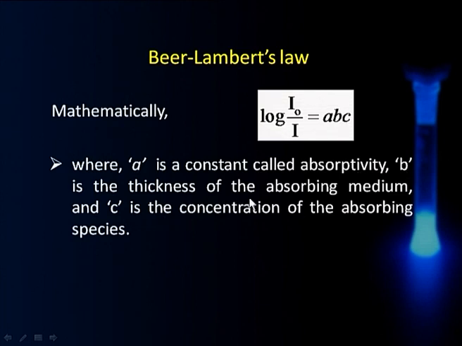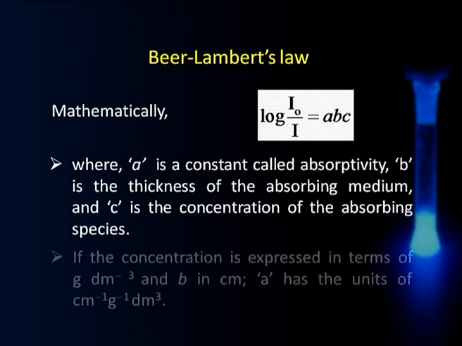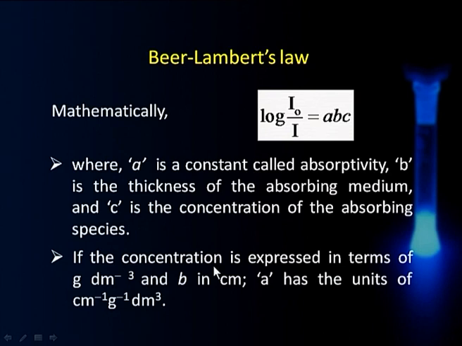B, as before, is the thickness of the medium, and C, as before, is the concentration of the absorbing species. So essentially log I naught by I depends on B and C, and A happens to be the constant of proportionality there, but it is called absorptivity. What does it mean? Let us have a look at it further. Now if the concentration of the material I am talking about is expressed in terms of gram per decimeter cube, and the thickness I take in centimeter, A will have the units of centimeter inverse, gram inverse, decimeter cube, and that is called my absorptivity.